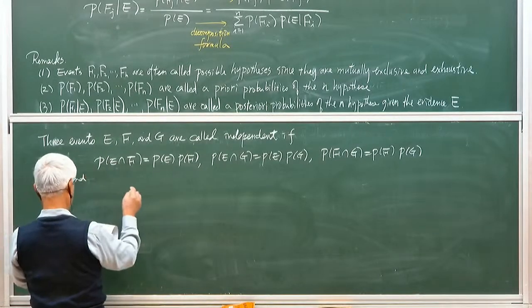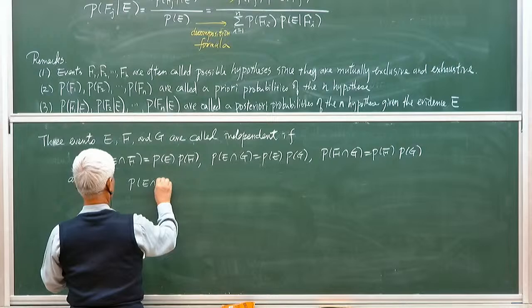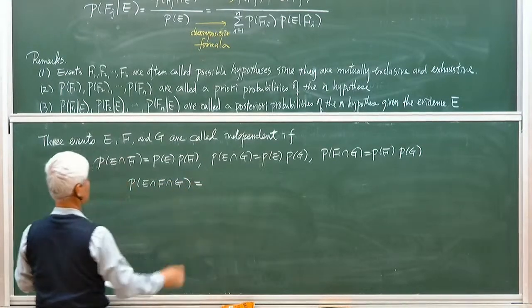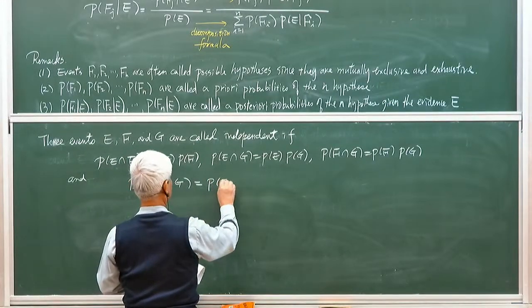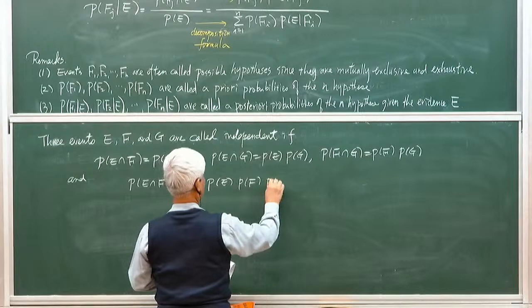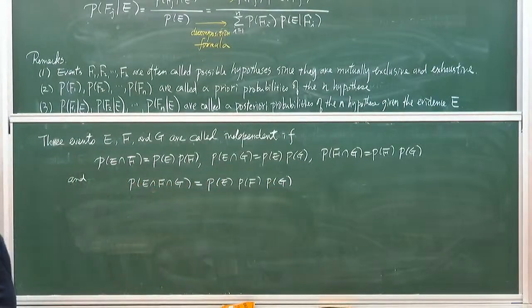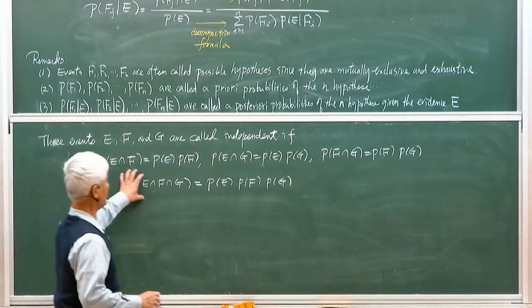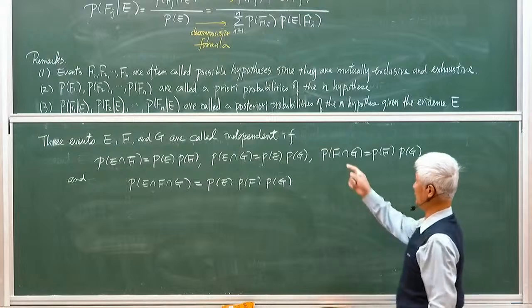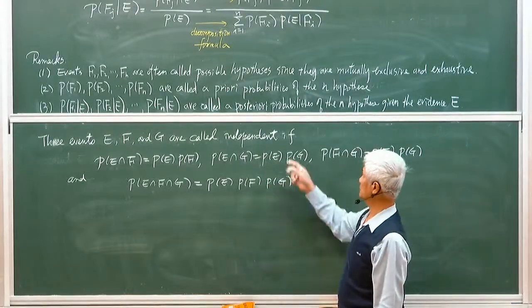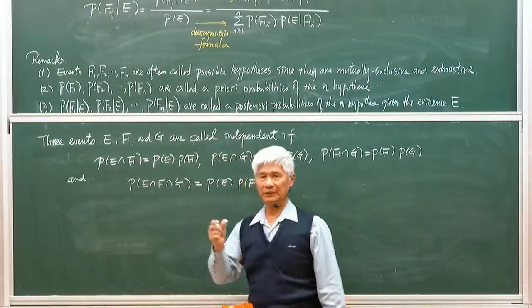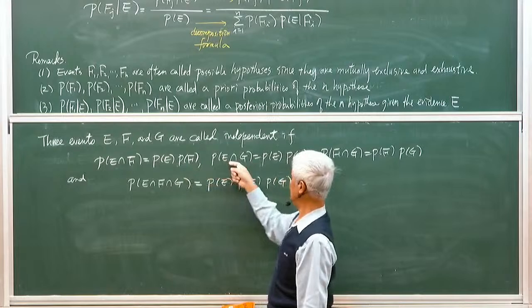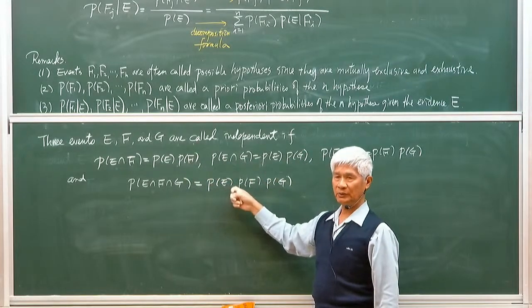So we say E, F, and G, these three events, are independent if they are independent in pairs, and also for the joint event, the intersection of E, F, and G, this joint probability is the product of the three individual probabilities. So three events being independent is more than being independent pairwise, because we have one more additional requirement here.